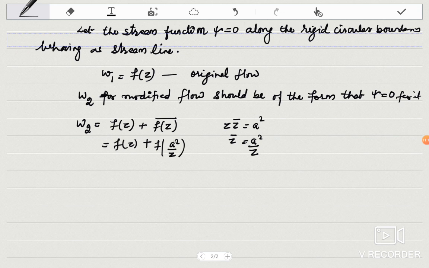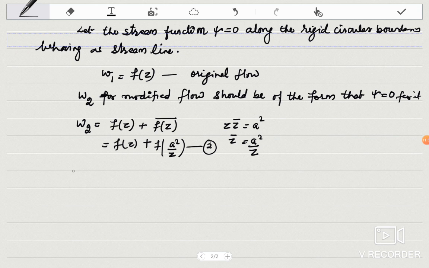You can see that this is also the inverse point of any point either inside the circle or outside the circle. It will represent the inverse point. So this is the first part of the theorem, that for the modified flow or after introducing a circular boundary, the modified flow may be represented by F(z) plus F of a square upon z, where z bar is equal to a square upon z, or the radius of the circular boundary is a.